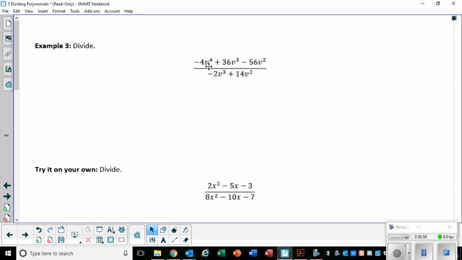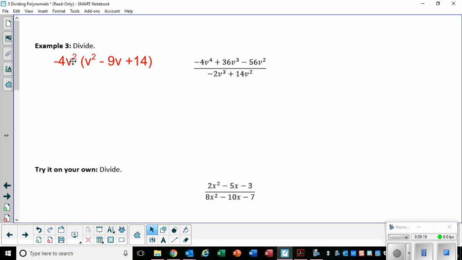Well, I've got negative 4b to the 4th plus 36b to the 3rd minus 56b squared. I can factor out a negative 4 from everything, and they all have two b's to give. The reason I took out a negative 4 is just because the front one is negative, so that's why I pulled it out.